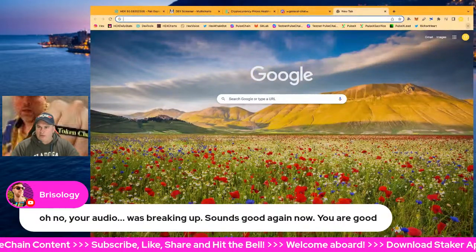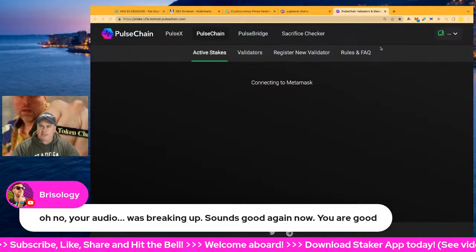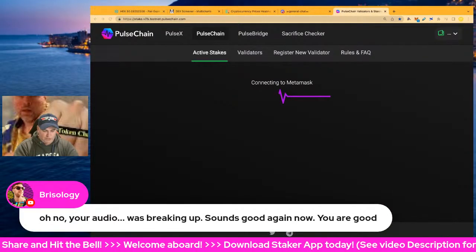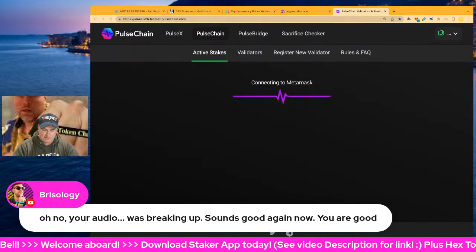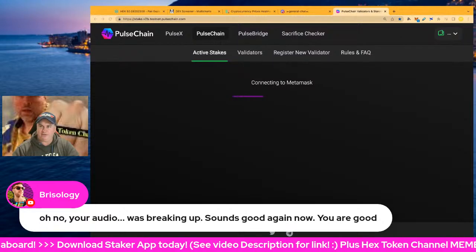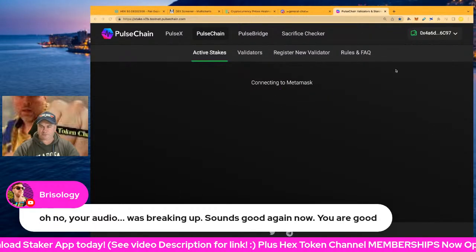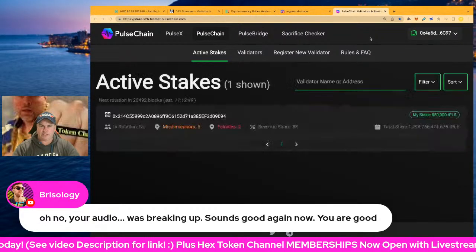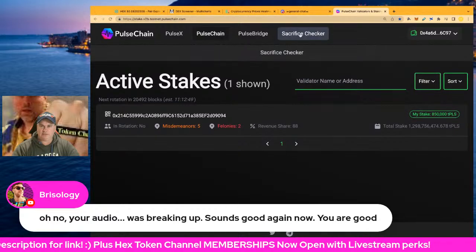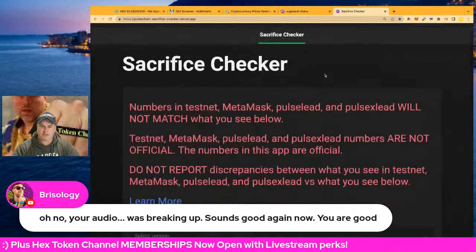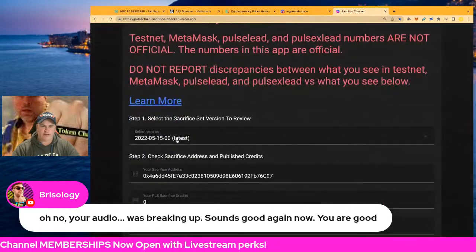And I was going to have a quick look at the validators. I don't think there's any new sacrifice. Normally Sandy tells me in the morning if there is. So we're just going to quickly check that. So sacrifice there. Yeah, so the last one was the 15th of May. So there's been no updates since then on the sacrifice balances.